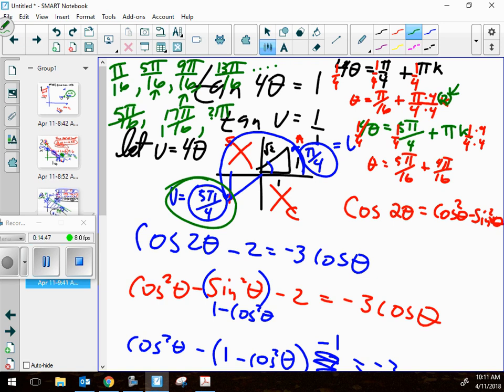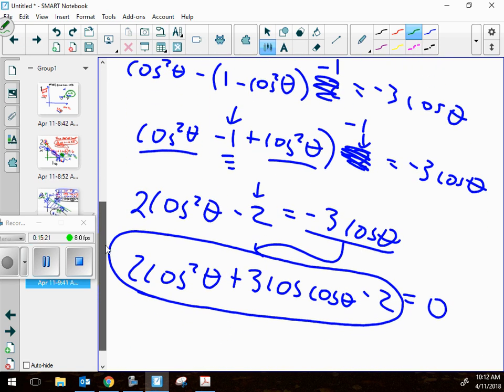21 pi over 16. And is there one more that'll fit in there? 25 pi over 16. Okay, 1, 2, this is a repeat answer. 1, 2, 3, 4, 5, 6, 7, maybe one more. I'm going to add another 4 pi over 16, is 29 pi over 16. Okay. All right. Whew. That was tougher than I thought it was going to be.